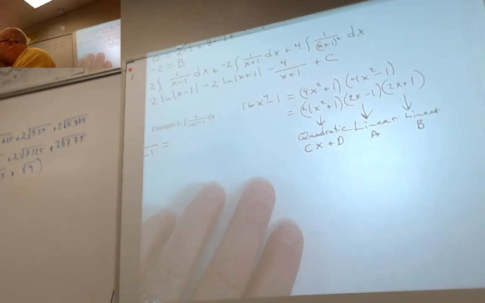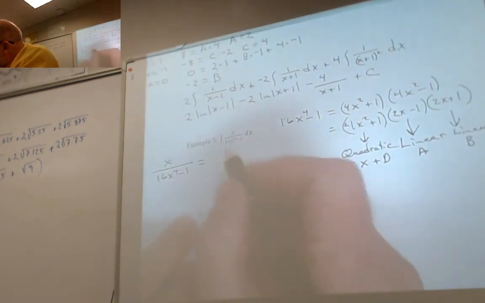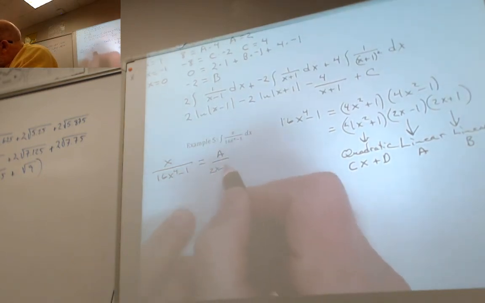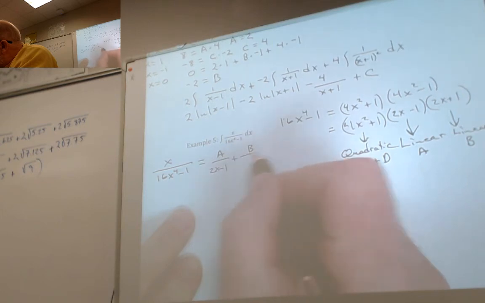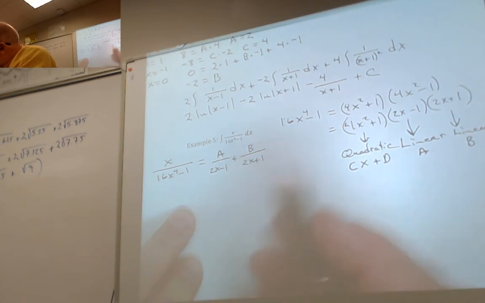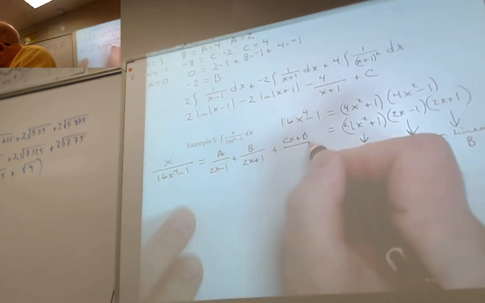All right? So this is going to become a over 2x minus 1 plus b over 2x plus 1. Now, do I have to have a over this factor? No. Do I have to have b over this factor? No. You could switch them, but I have to have cx plus d over this factor.